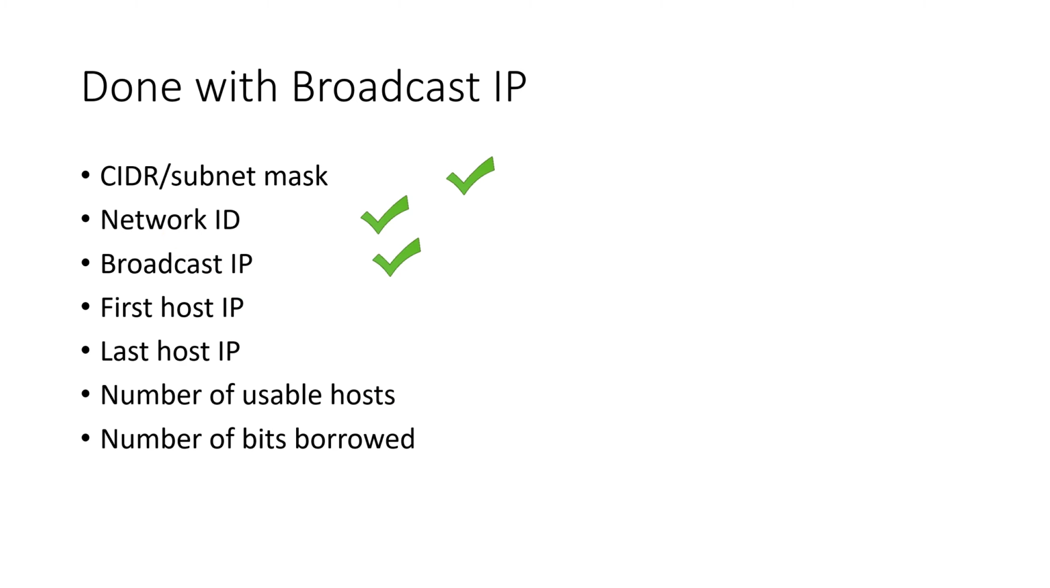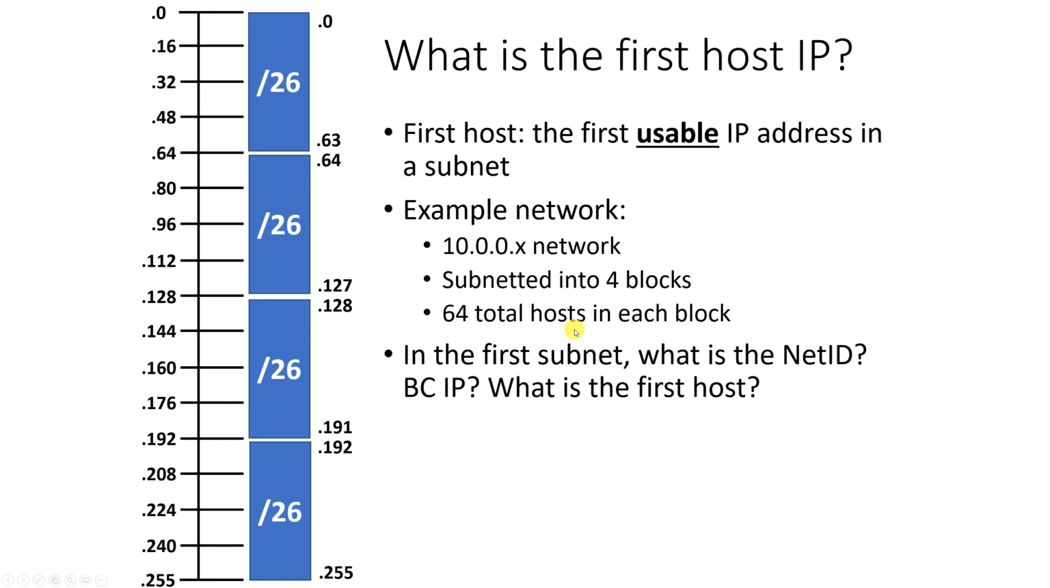These are the 7 subnetting facts. Every single subnetting problem you will encounter asks for one of these numbers right here. If you know how to calculate all 7 of these numbers, you will be able to answer any subnetting problem that you run into. So, what is first host IP? The first host IP is the first usable IP address in a subnet.